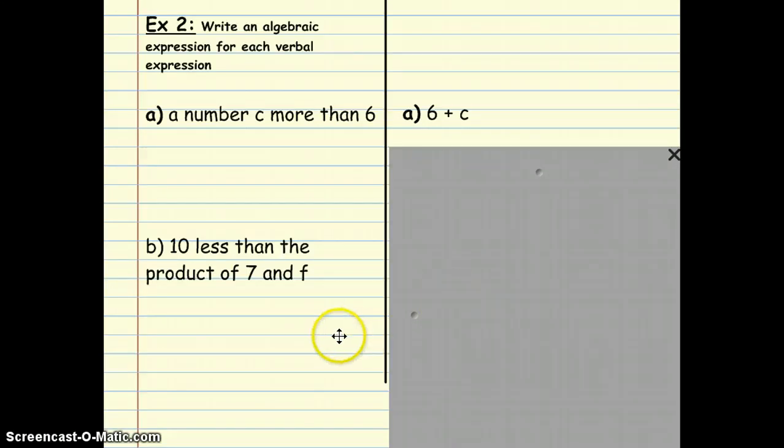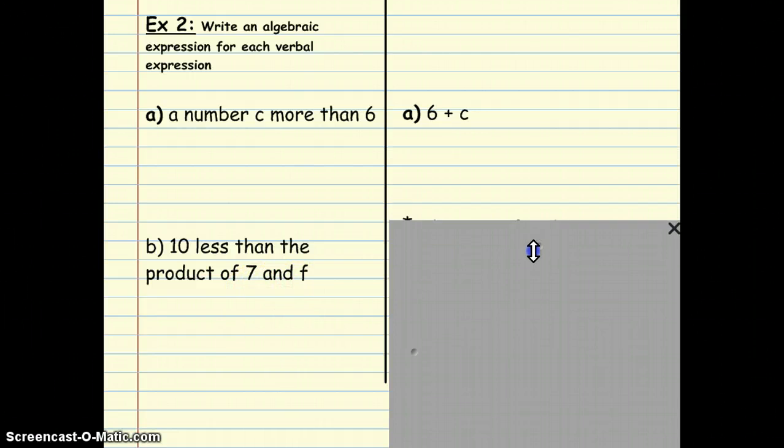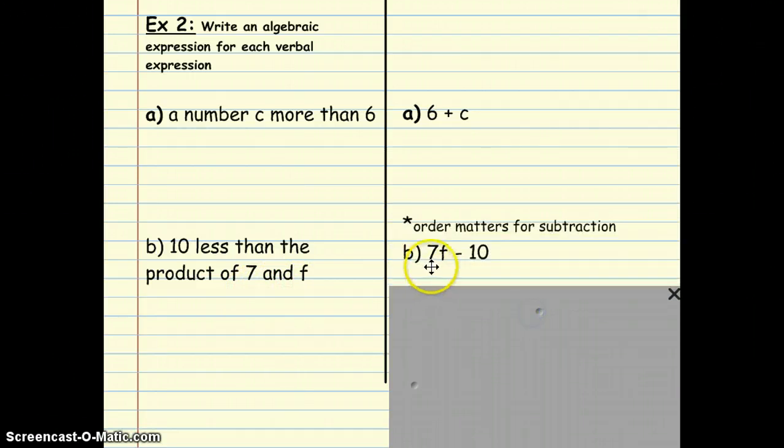Letter B says 10 less than the product of 7 and f. Less than, I know, means to subtract, and product, I know, means to multiply. So I need to subtract 10 from 7 and f being multiplied. So we're going to multiply 7f and then we're going to subtract 10. And the order does matter for subtraction, so when you see less than, it's always going to go at the end. You're going to subtract that.